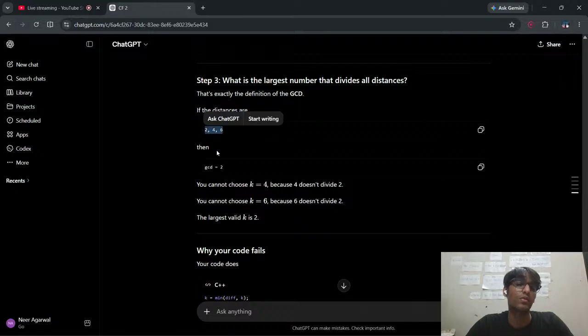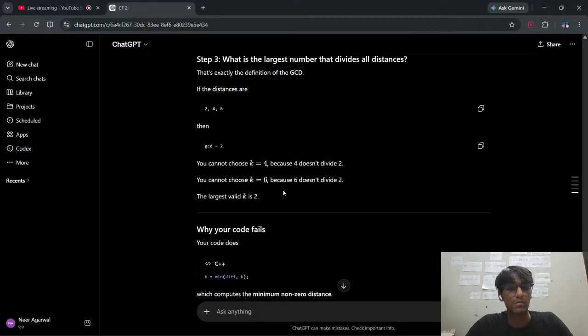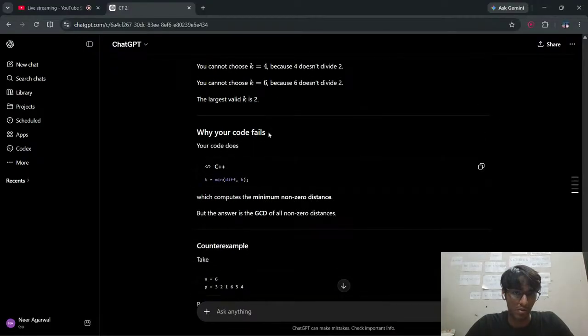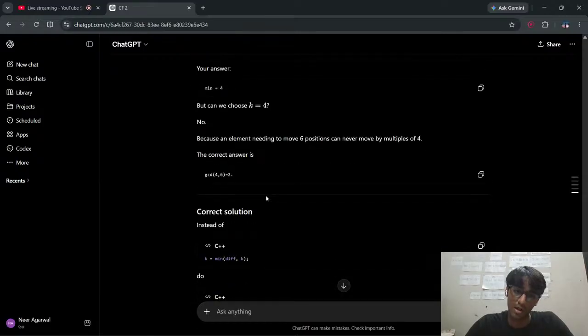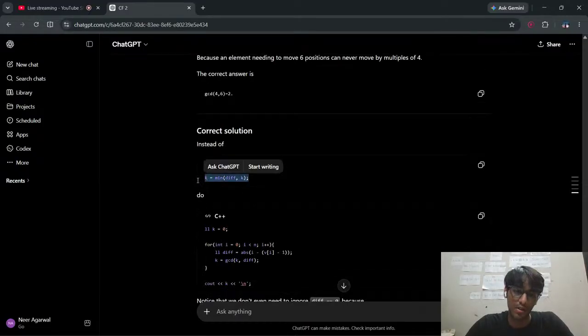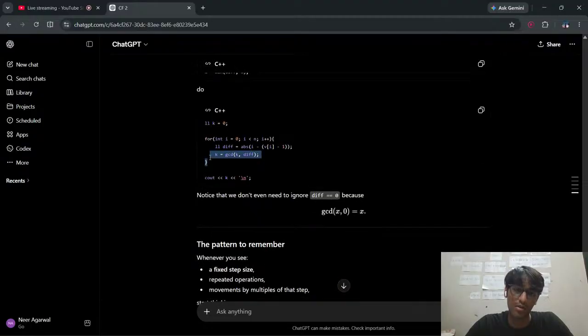If the distances are 2, 4, 6 and the GCD is 2, you cannot choose k as 4 first, because 4 doesn't divide 2. Why does my code fail? Because it computes the minimum non-zero distance, which is just wrong. The answer is the GCD of all non-zero distances. Instead of this, we have to do this.